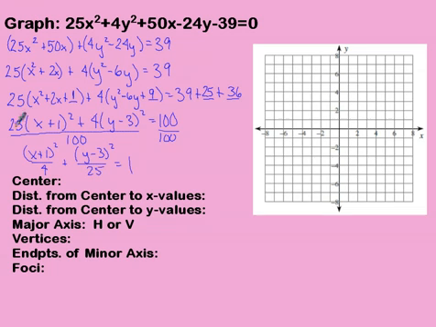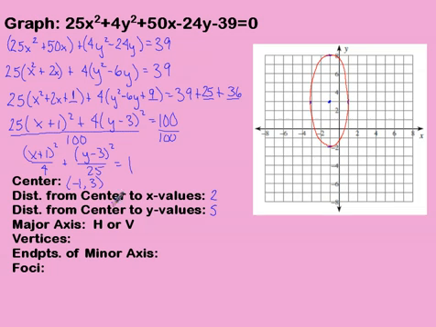Alright, so when you divide by 100, 25 and 100 reduce to 1/4, so we have (x plus 1) squared over 4, and then we have plus 4 over 100 reduces to 1/25, so we have (y minus 3) squared divided by 25 equals 1. And from here we can get the center. We know the center is at (negative 1, 3). Alright, we'll go ahead and plot that. And the distance from the center to the x values, the square root of 4 is going to be 2. And the square root of 25 is going to be 5. So let's go ahead and plot these and draw an ellipse around these points.